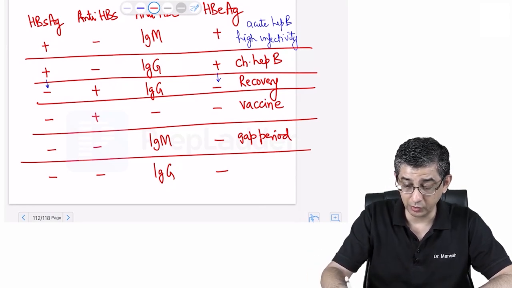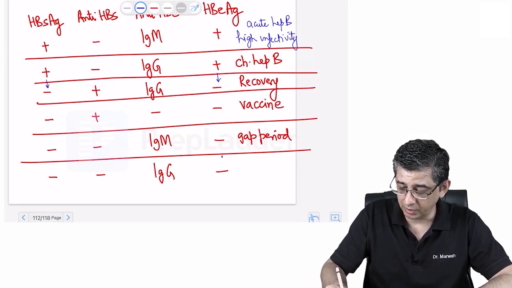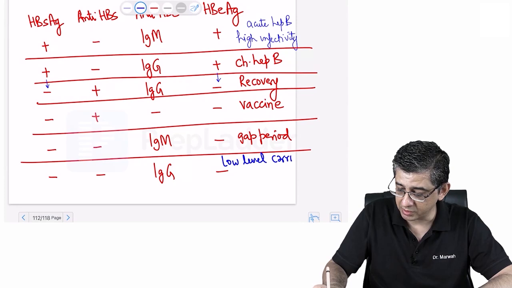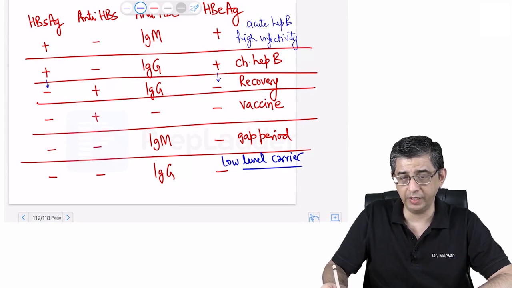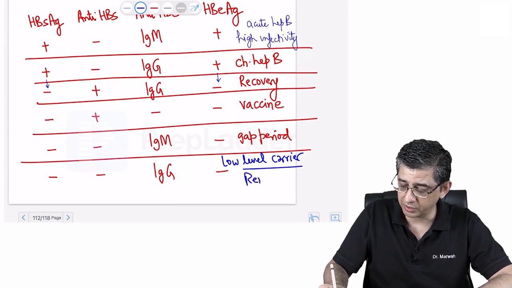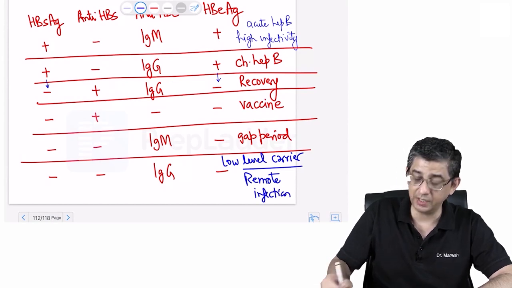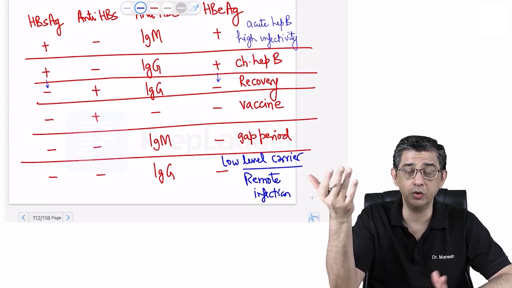One would be, and this is what you will answer in the exam, this can either be a low level carrier. That would be, because there are 2 interpretations here, so I'm writing them down in decreasing order of importance. One would be low level carrier, or it could be a remote infection. He could have had infection long time back, so now the surface antigen has disappeared below the threshold of detection.